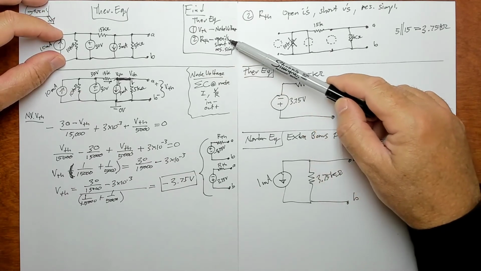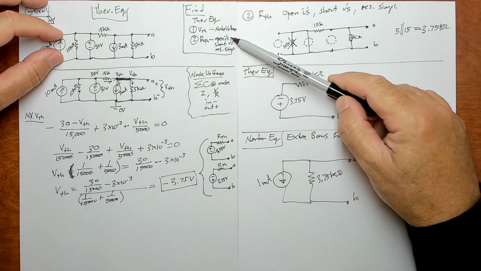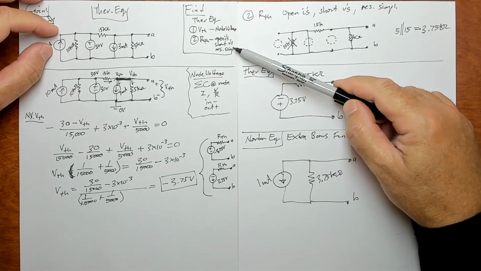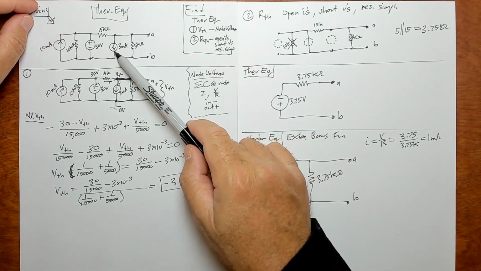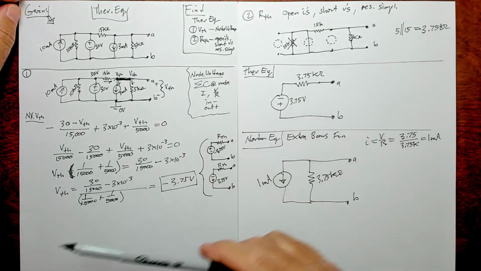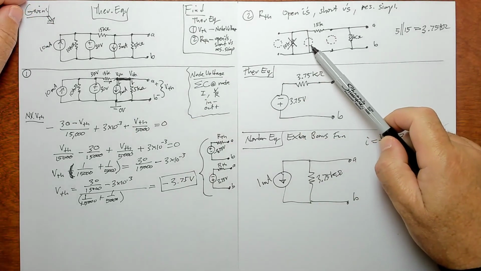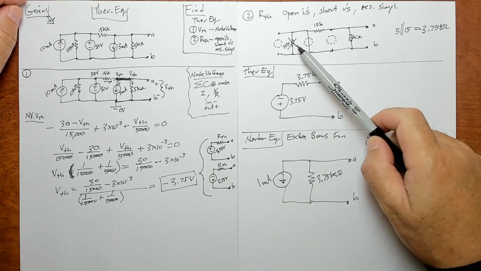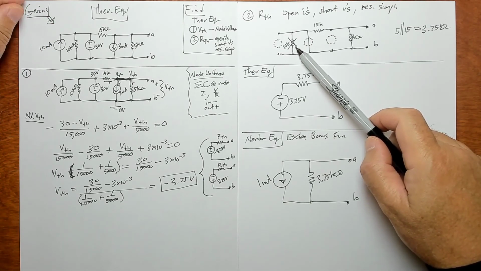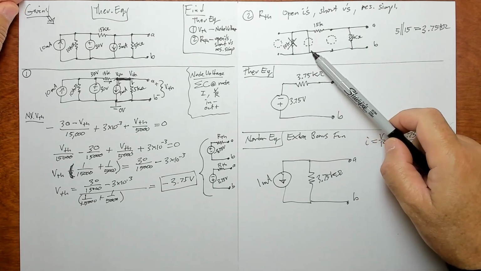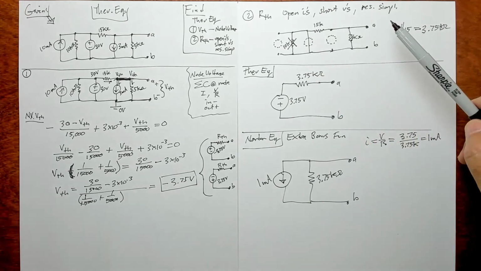And the methodology we're using for that is open I's, short V's, and resistor simplification, which works when you have just independent sources. All right? And then some weird stuff happened where we shorted out a voltage source, which will make the resistor in parallel go away because electricity takes the path of least resistance. So there's that kind of stuff.